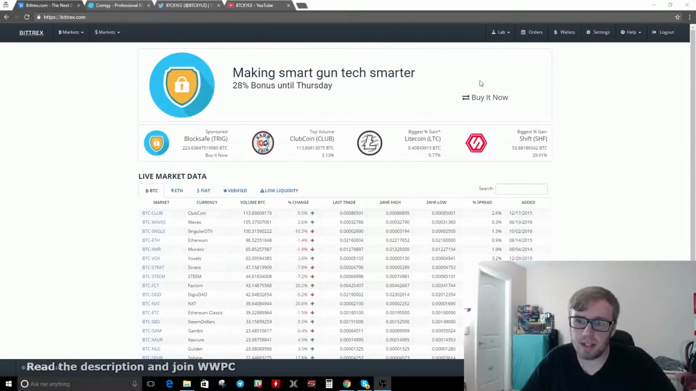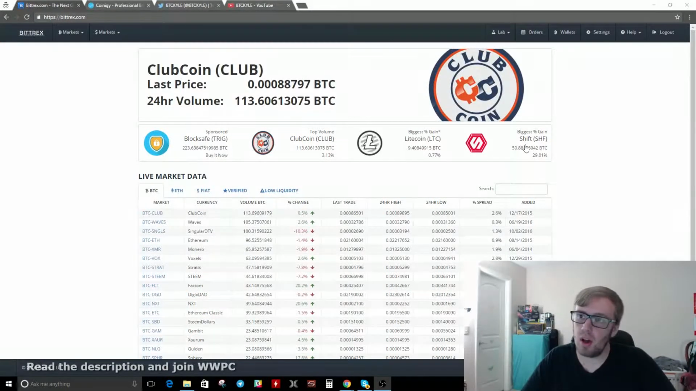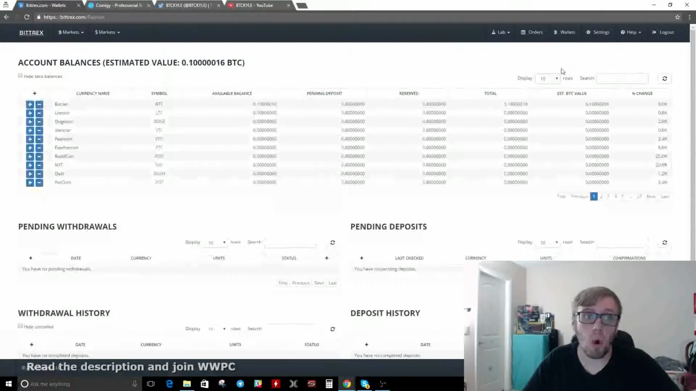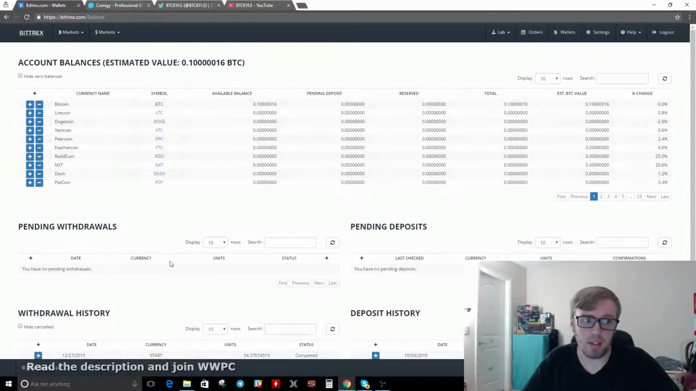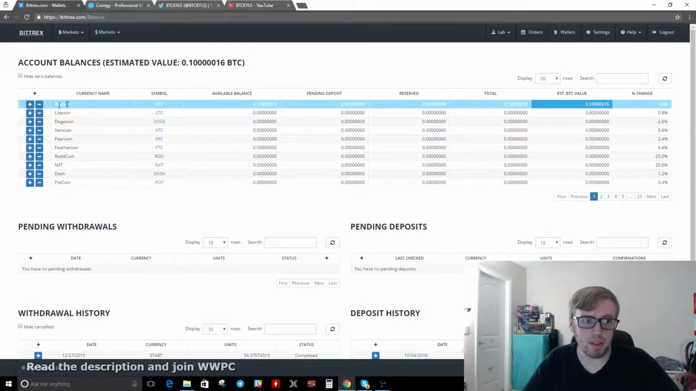So here I have my test account set up, and I had deposited 0.1 Bitcoin into my exchange account. So obviously the first thing you're going to want to do is sign up on bittrex.com, get an account set up, and then go to the wallet tab. And the wallet tab is just a list of all of the cryptocurrencies, all the altcoins that you can trade with. If you look at the top one here, it says Bitcoin.